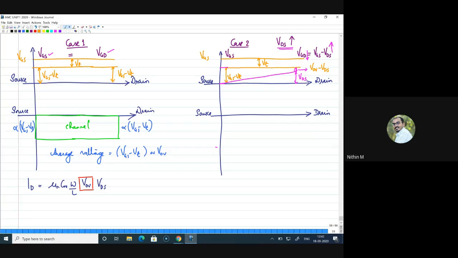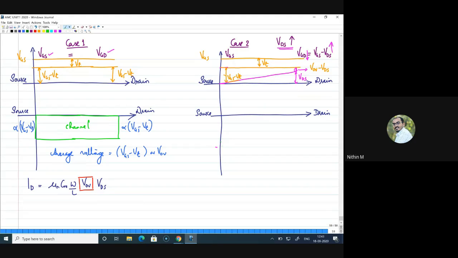Right. So one thing you should understand is that because of the application of VDS, your VGD is reducing. Now what I have marked using this yellow color: at the source end, I have this VGS minus VT available, but at the drain end I have only VOV minus VDS, because VDS is the extra voltage that has come in. So what will happen to my channel? The channel also will be proportional to this voltage.